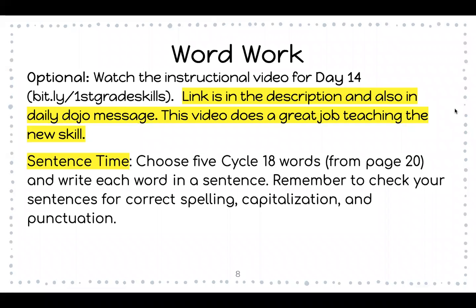During word work, you have an optional instructional video for day 14. The link is in the description and also in the Daily Dojo message. This video does a great job teaching the new skill. Your activity for word work today is a sentence time. You're going to choose 5 Cycle 18 words from page 20 and write each word in a sentence. Remember to check your sentences for correct spelling, capitalization, and punctuation.